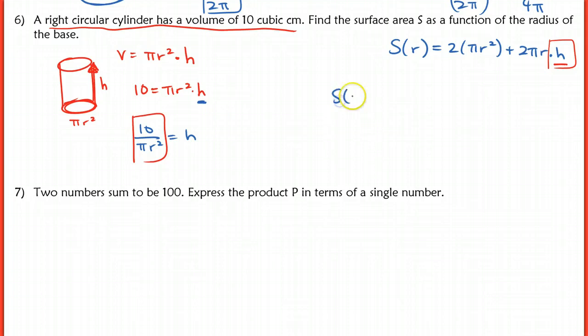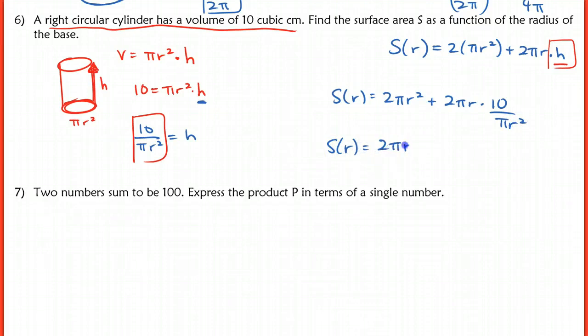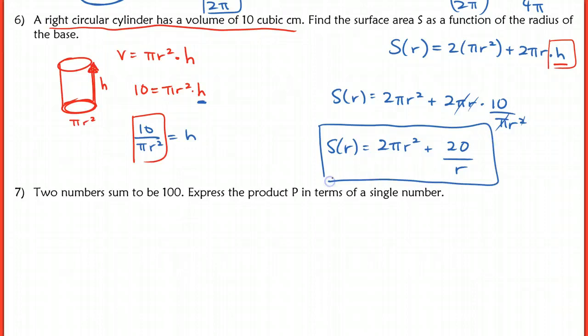and I end up with S of r equaling 2 pi r squared plus 2 pi r times 10 over pi r squared. Simplifying, I end up with S of r equals 2 pi r squared plus 20, and then the pi's are going to cancel, one of these r's is going to cancel, 20 over r. And there is the surface area of the cylinder in terms of the radius of its base.